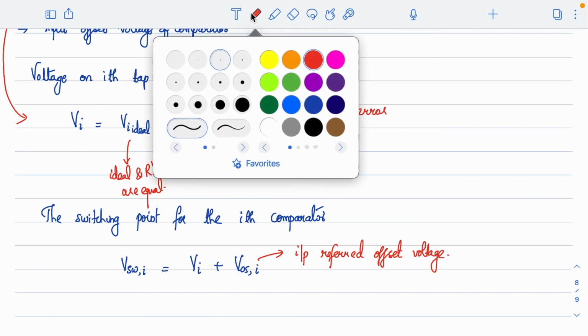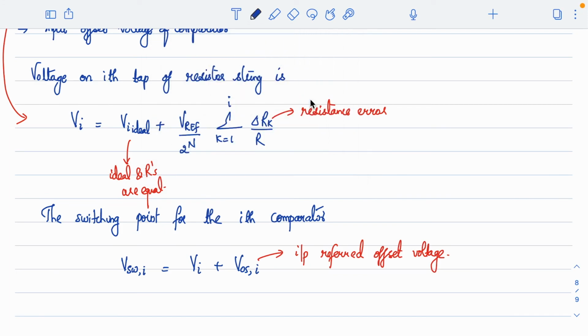Alright, now what are we trying to do by writing all this accuracy related thing? We are going to calculate the INL, integral nonlinearity. And how can I calculate that now? It is the V switch of the exact value for the ith tap minus the ideal value, right? Which can also be written as V switch i minus the input voltage at the ideal. Either way we can write.